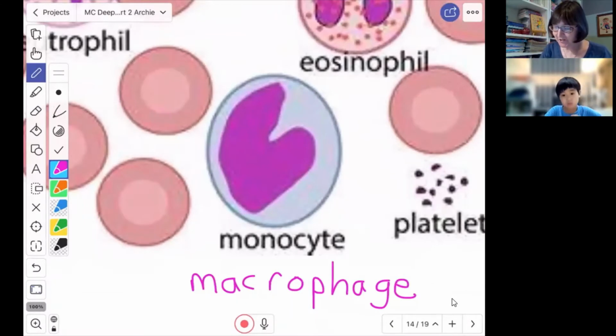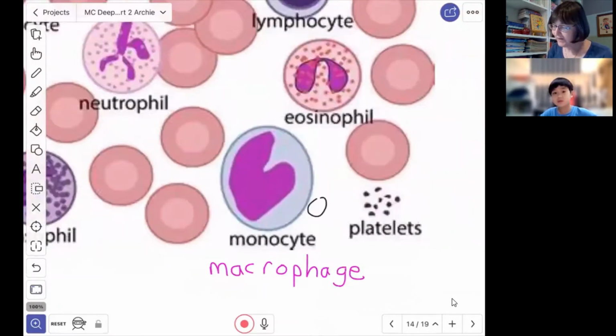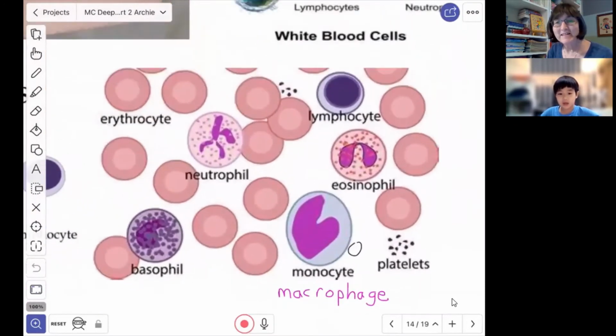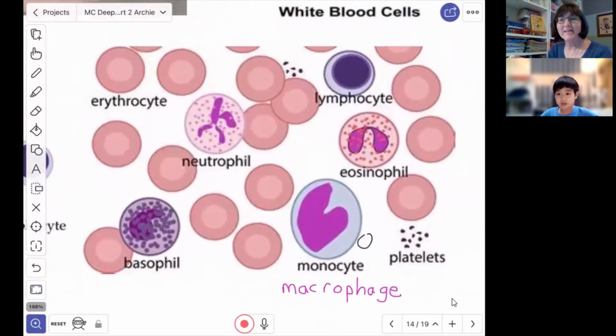So if it comes up to something right here that it wants to eat, it will just kind of surround it and then pull it in and then get rid of it. So if it wants to eat a red blood cell, it can eat a red blood cell. You know, that's a very good question. I haven't heard of a monocyte eating a red blood cell, but I don't know.